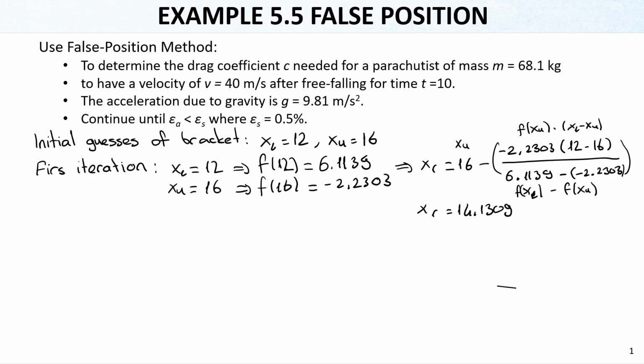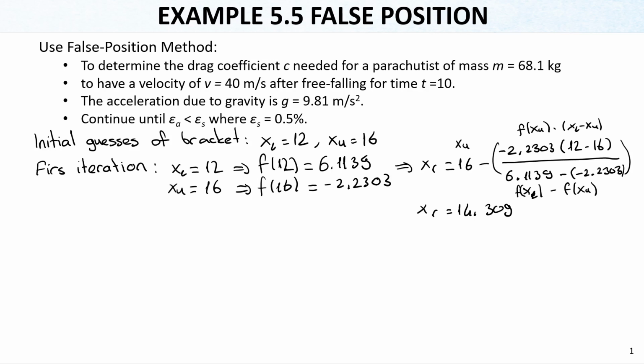If we calculate this, xr is equivalent to 14.1309. If you remember from the bisection example, we used the midpoint method, and the midpoint gave us the middle of these, which is 14. Now this is 14.1309. If we know the actual value of C, which is 14.9 something, this is closer to that. You can see that false position gives a better, closer guess.